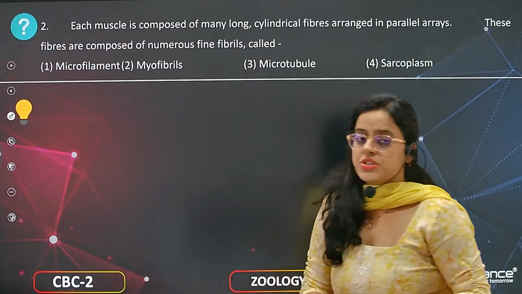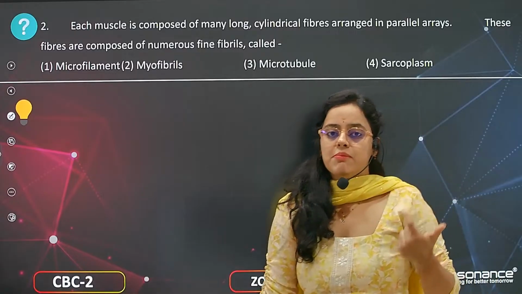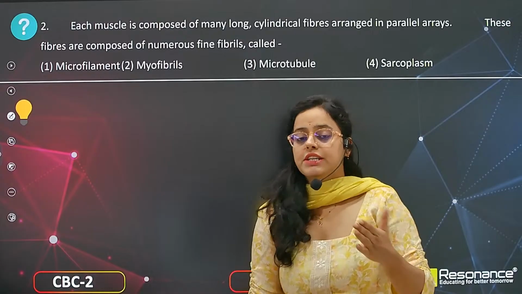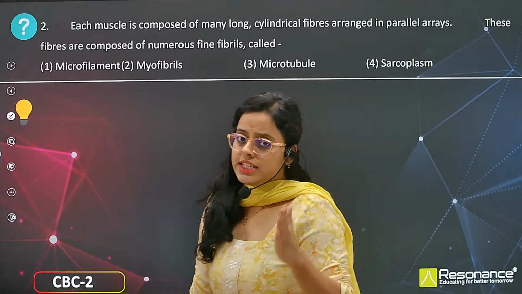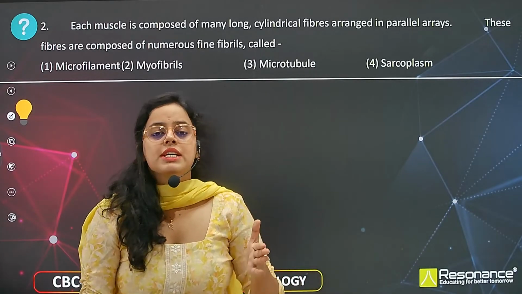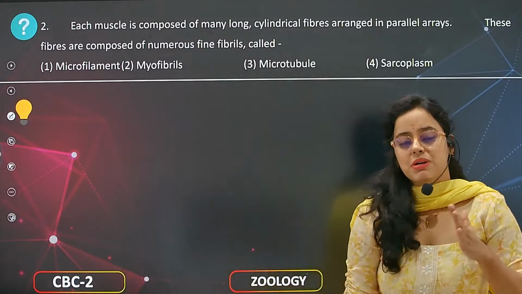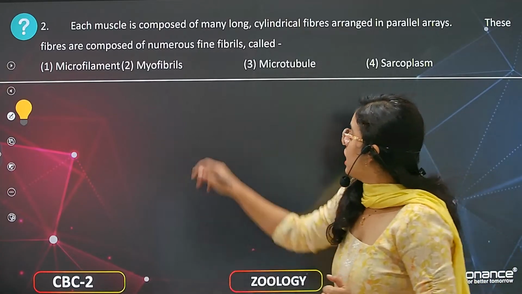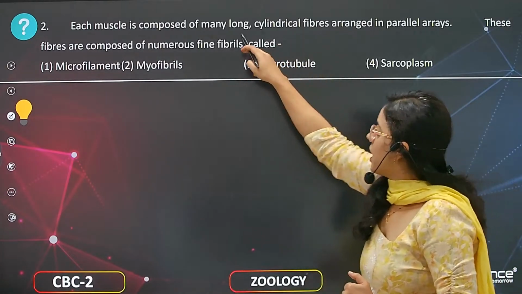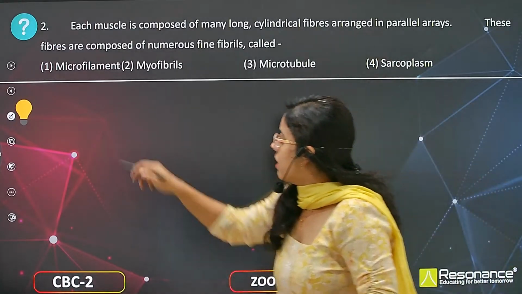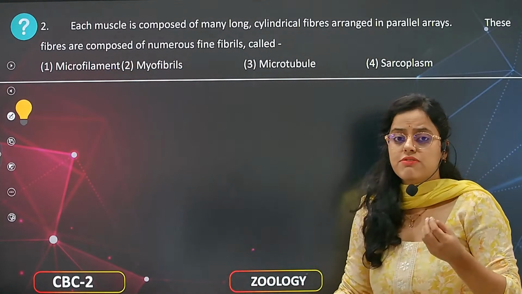The second question. Each muscle is composed of many long cylindrical fibers. Yesterday we discussed that these fibers are called muscle fibers. The cells of the muscles are called muscle fibers. Okay, long cylindrical fibers. So they are talking about muscle fibers. They are arranged in parallel arrays. Fibers are composed of numerous fine fibrils.